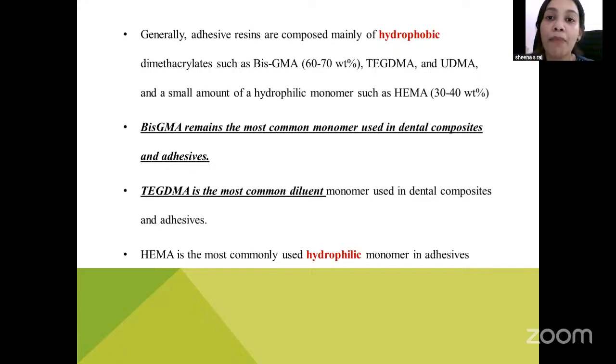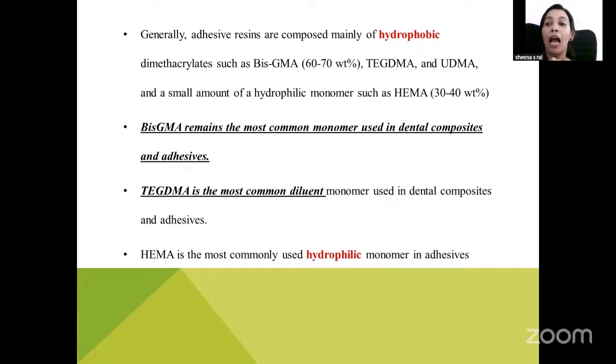Keep in mind, BIS-GMA is hydrophobic in nature. And along with BIS-GMA, TEGDMA, UDMA, and a small amount of HEMA is also added. HEMA, you need to consider, is hydrophilic in nature. So sometimes the question may be, among the following, which is not a hydrophobic material. So you need to differentiate between the hydrophilic and hydrophobic materials that are seen in the adhesive resin. Hydrophobic materials include BIS-GMA, TEGDMA, UDMA. And hydrophilic, a small amount of HEMA is present. So this is a very important point that you need to keep in mind.